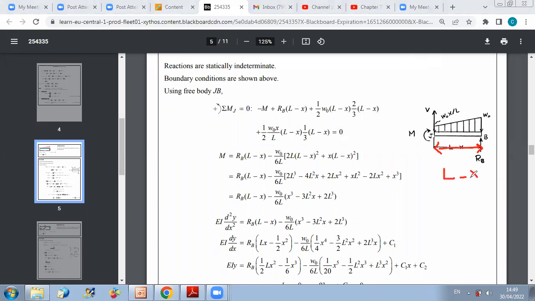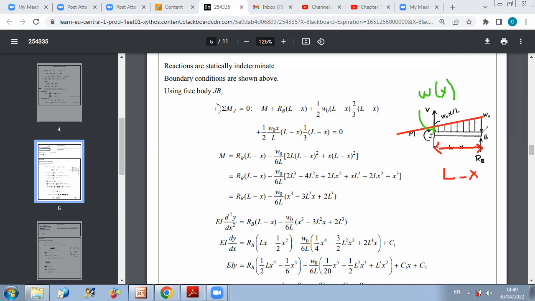Now I have a triangular load. So for this triangular load, I need to get the equation of W function of x to be able to determine what is this distance here. Here, what is omega of x? Because I needed to perform my calculation. So I need to determine what is omega as function of x. To do this, it's very simple.